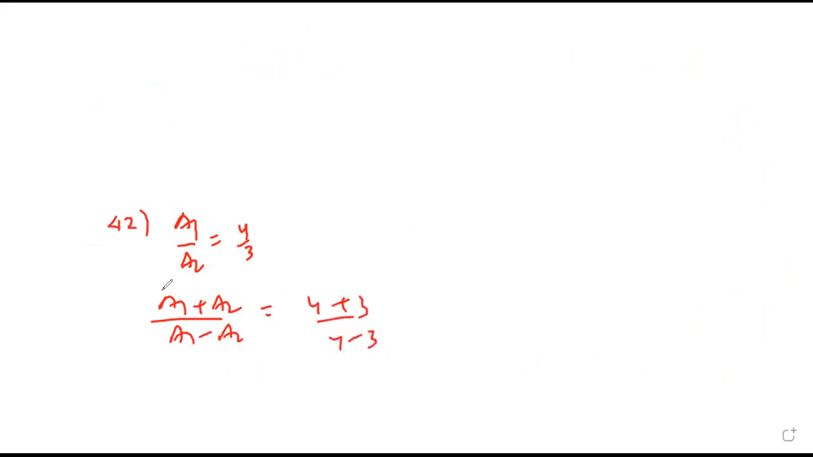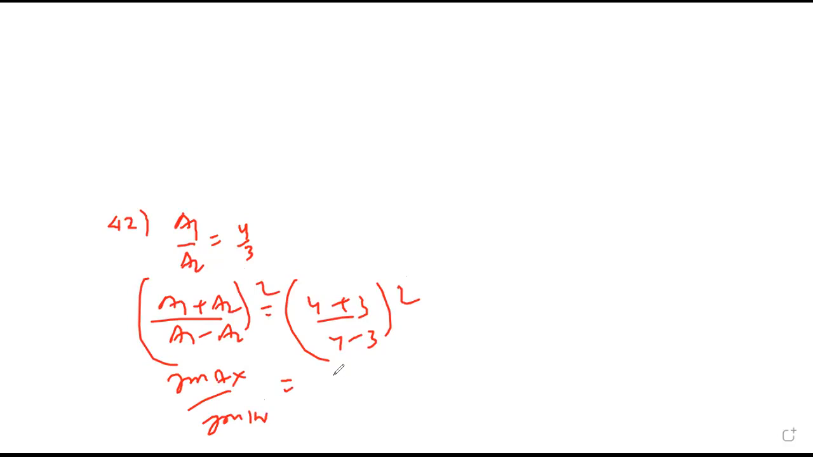The ratio of amplitude is 4 by 3. Then maxima to minima is A1 plus A2 upon A1 minus A2, which is 4 plus 3 upon 4 minus 3, square. This is I maxima to I minima. So it will be 7 upon 1 square, which is 49 upon 1. That is option C.